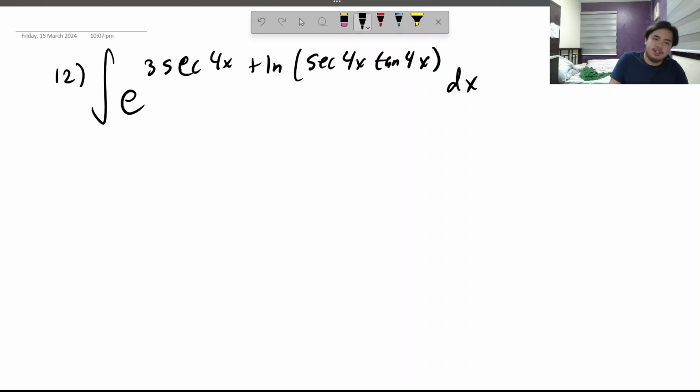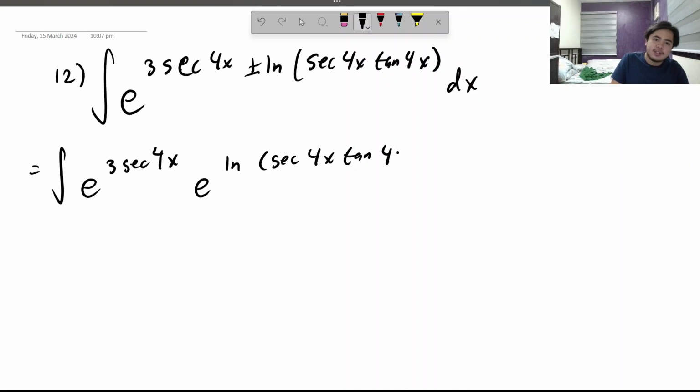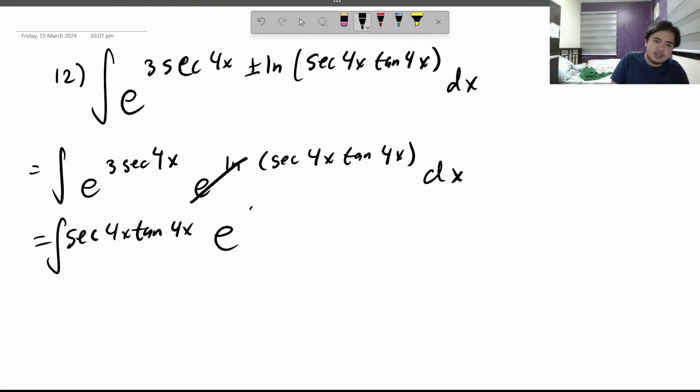What about this? Since this is separated by plus in the exponent, we can separate the e's. So this is e to the 3 secant 4x times e to the ln of secant 4x tangent 4x dx. E and ln cancel each other out. This now becomes the integral of secant 4x tangent 4x times e to the 3 secant 4x dx.